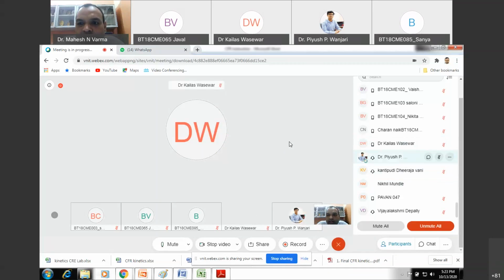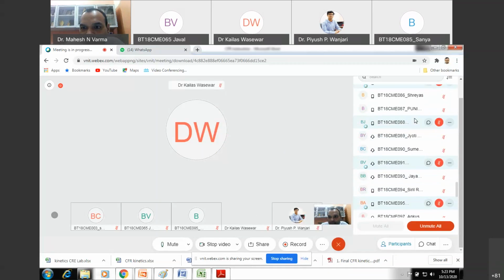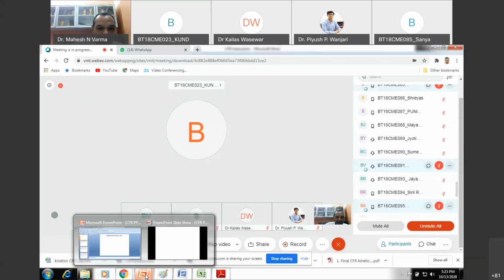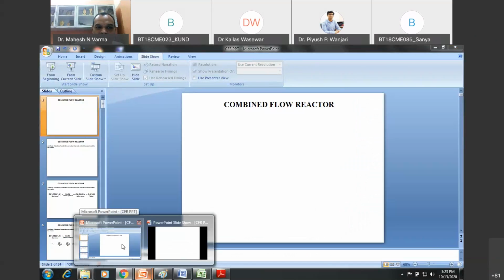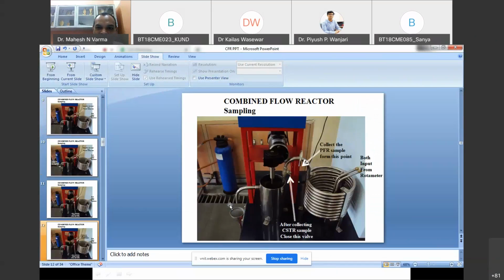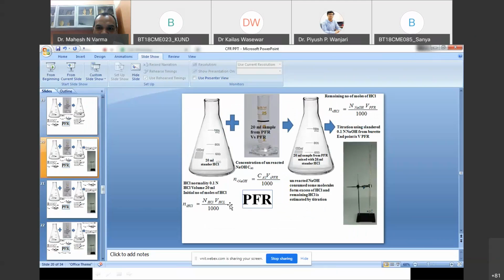So does anybody have any doubt? Roll number 87, BT 18. Sir, how do we calculate CA1? I have shown CA1. Sir, but we will not do the titration virtually, so how do we calculate CA1? You have the endpoint. This is what I have explained.